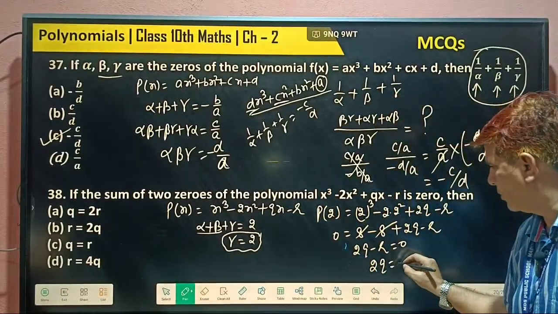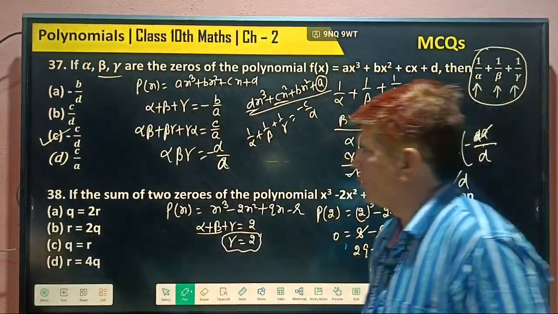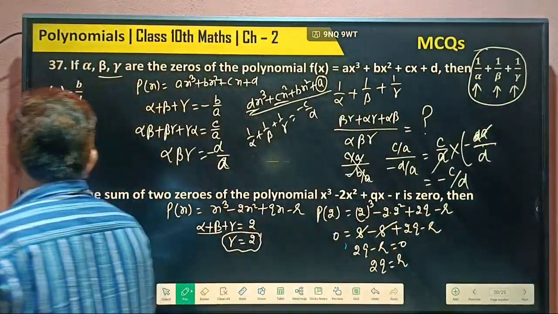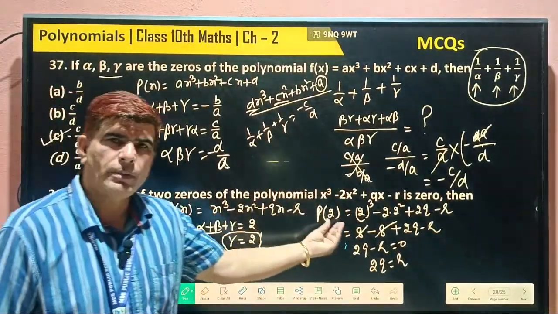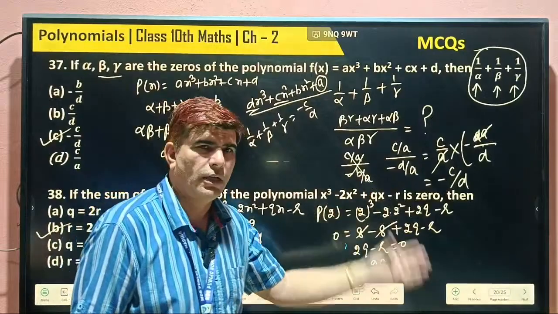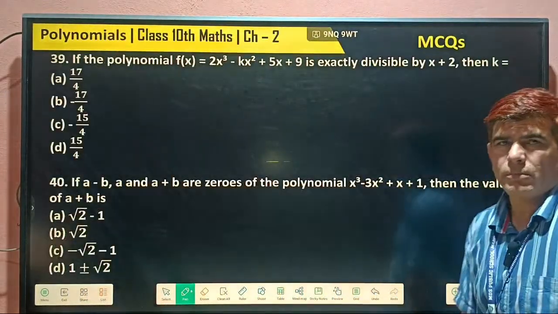2q equal to r. Here it is given 2q equal to r. Yes, B is our answer. So find this out using the remainder theorem and find the relations between them. Yes or no? Got it?